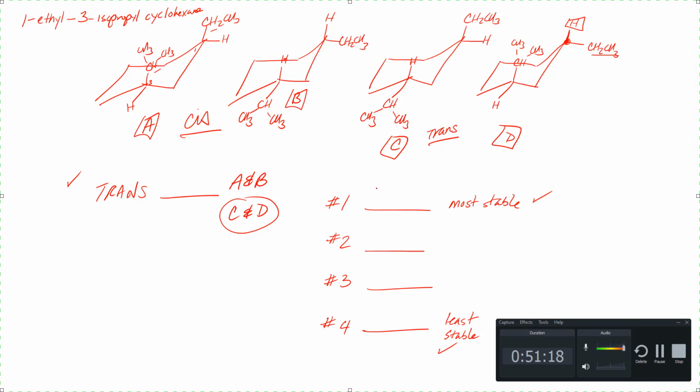All right, most stable: B. Why? Because both alkyl groups are equatorial. They lack the destabilizing interactions when they are axial. Least stable, make them both axial. That's A.